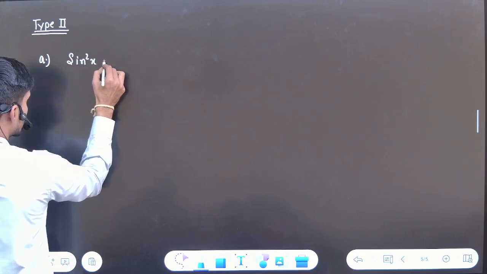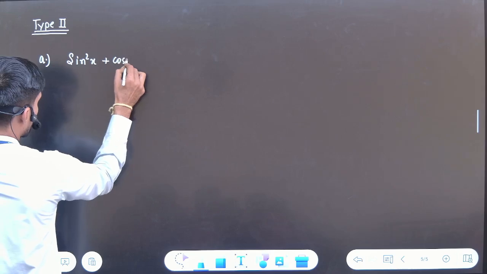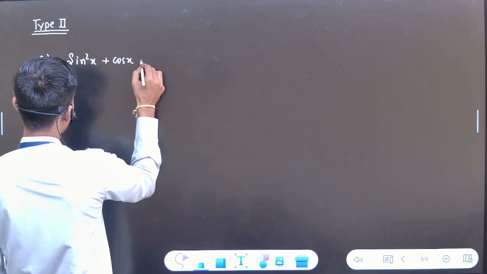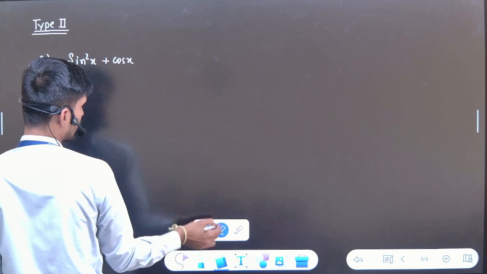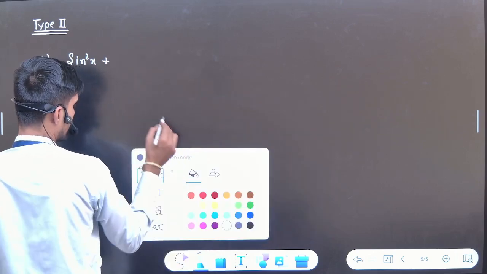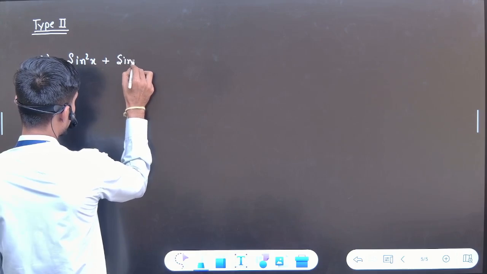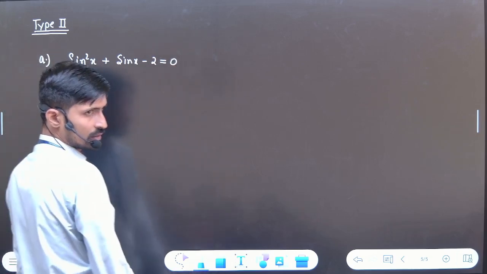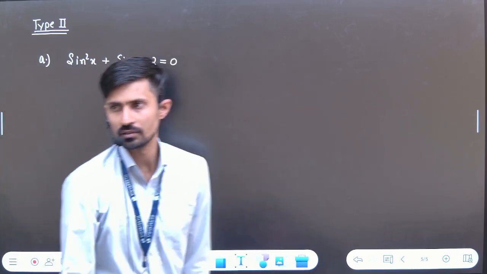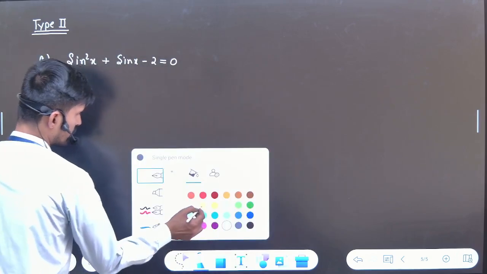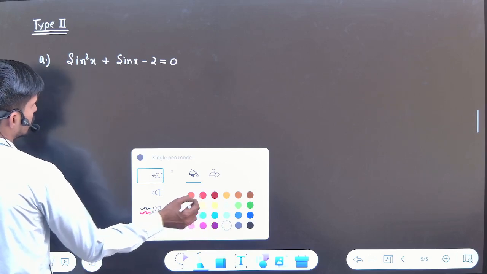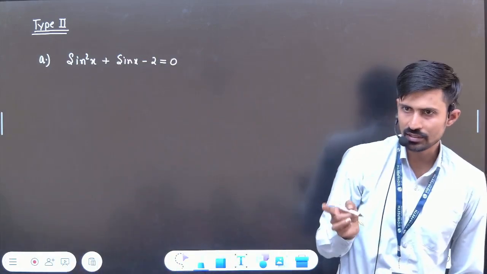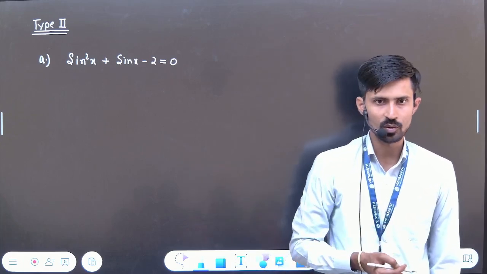Sin square x plus cos x. Okay, first I will give you a very simple thing. No need to see it in that way. Sin square x plus sin x minus 2 is equal to 0. Find x. Okay? So this is a trigonometric equation, but it is looking like a quadratic.